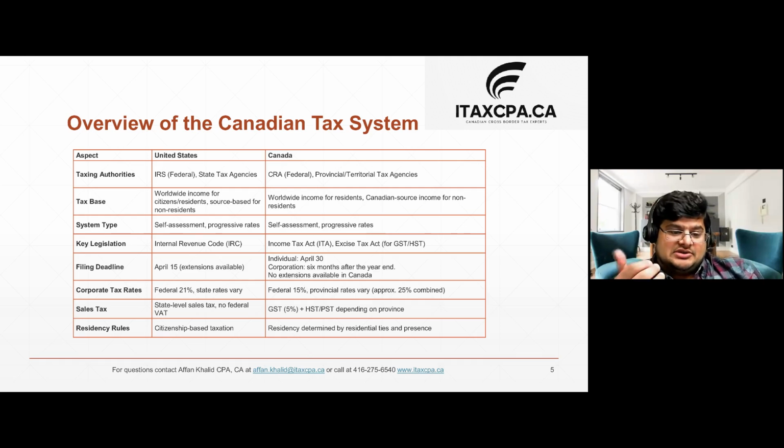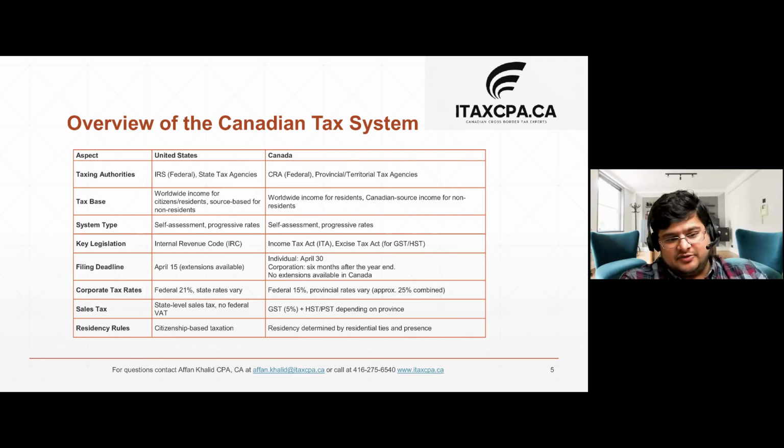So for individuals, the deadline is April 30th of the following year. The fiscal year is the calendar year, January to December. Whatever income individuals have, they have to file the tax returns by April 30th of the following year. So, say for 2024, the deadline to file personal tax returns is April 30th, 2025. We have some nuances. If you're self-employed, the filing is slightly extended until June 15th. And for corporations, it is 6 months after the year end.